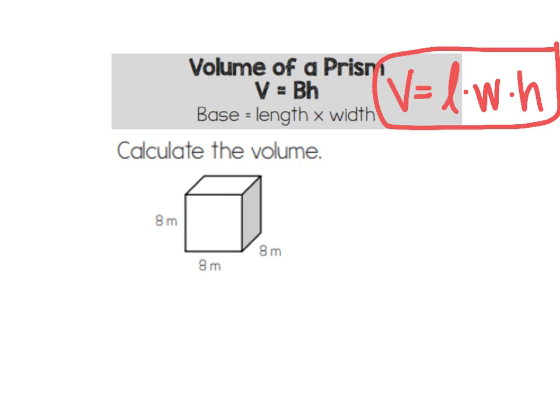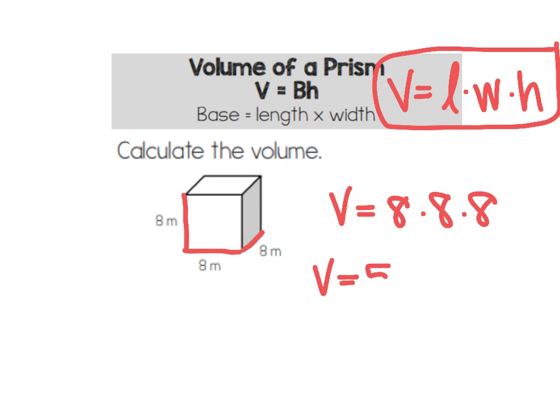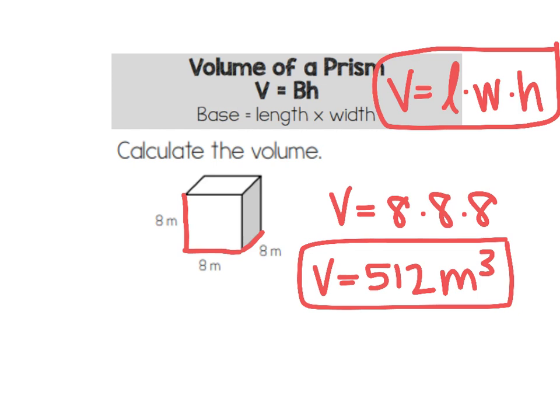Okay, so in this, the length is 8, the width is 8, and the height is 8. They're all 8, and that's what makes this a cube, okay, instead of just a regular normal prism. It's a square box instead of a rectangular box. Okay, but it's the same formula. So length is 8, width is 8, height is 8. If I multiply all that together, I get 512 meters cubed. Again, area is meters squared, perimeter is meters, but volume is meters cubed.